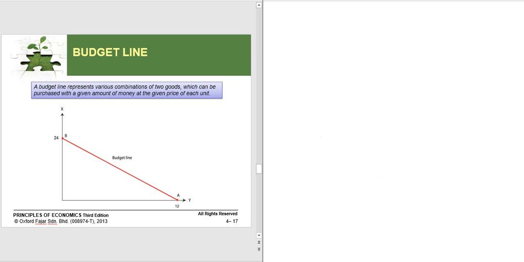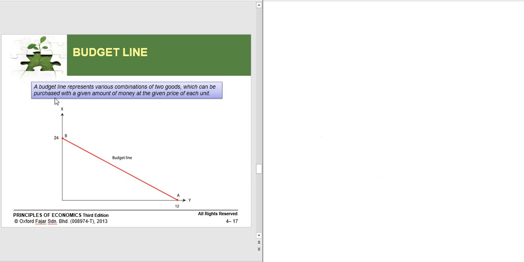Okay, so now we are looking in terms of budget. If the consumer has a limited budget, now we have what we call a budget line. Just now we had the indifference curve, now we have the budget line. So what is a budget line? It represents different combinations of two goods, for example, X and Y, which can be purchased with a given amount of money at a given price of each unit.